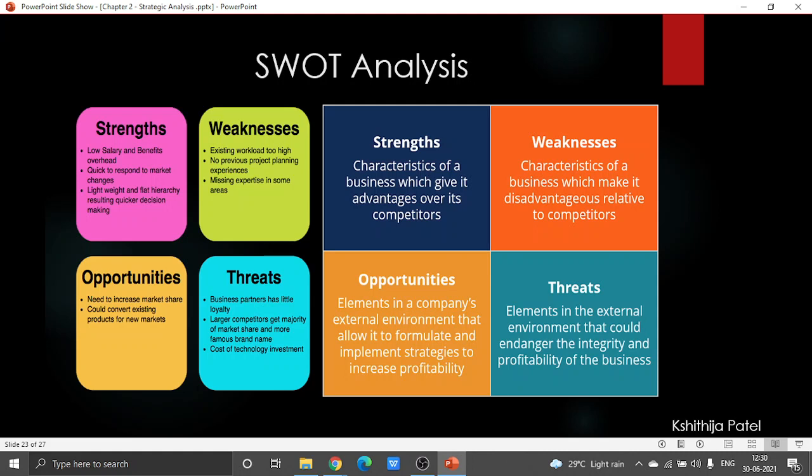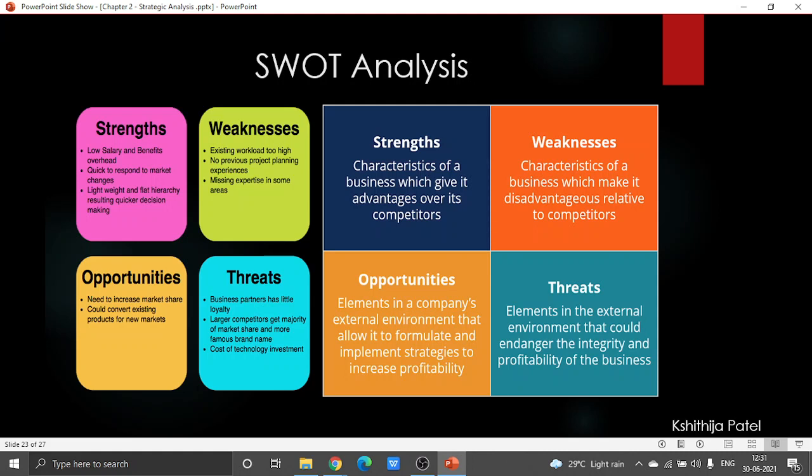And now speaking about weakness, it is a company's lack of ability. Now, that can be a very vague statement when we say it can only be a lack of ability. Sometimes it can also be a situation which might act as a disadvantage for the business organization in comparison to its competitors. Now this weakness represents all those elements or characteristics which are disadvantageous, especially relative to that of competitors.